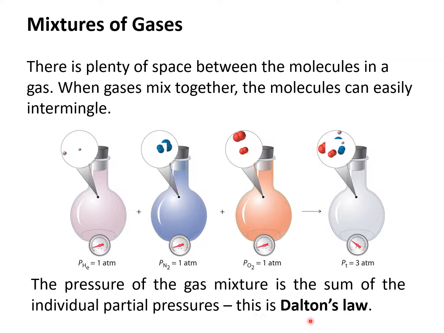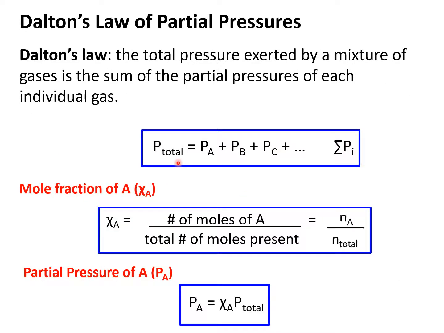This is known as Dalton's law, and Dalton's law can be expressed as the total pressure of a gas equals the partial pressure of gas A plus the partial pressure of gas B plus the partial pressure of gas C, and so on, until we've included the partial pressures of all the gases present in the mixture.